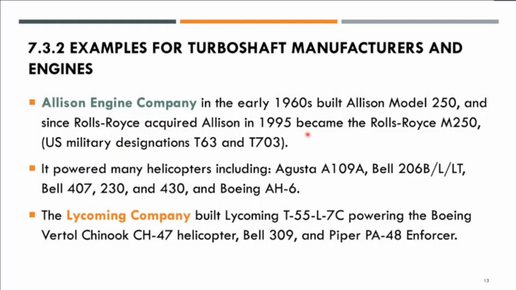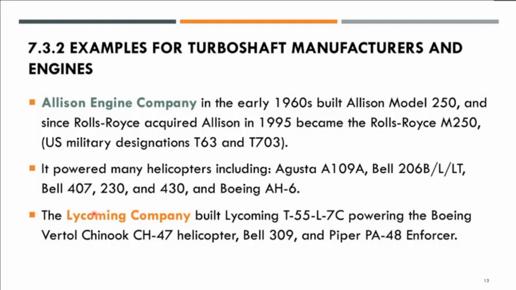The type of model, also Allison Company also powered many helicopters, including Agusta A109A, the Bell 206B, 206LT, the Bell 407, Bell 230, and Bell 430 type of helicopters, and including the Boeing AH-6 as well. So you may want to look into what are the series of Bell helicopters over here, and the Agusta type of aircraft as well as the Boeing helicopters.